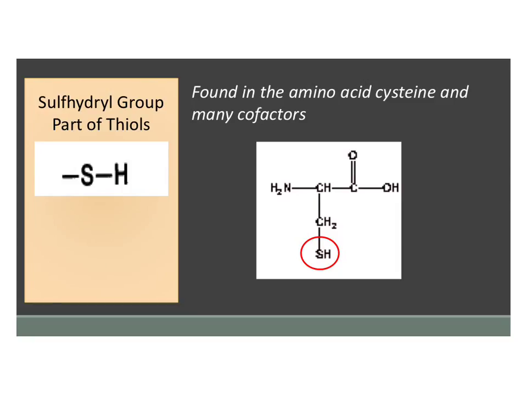Next is the sulfhydryl group. This is a component of compounds called thiols. It's found in the amino acid cysteine, which I show you here, and it's also in many cofactors that we'll talk about next week. But it is a sulfur bonded to a hydrogen. Sulfur is in the oxygen group, so it makes 2 bonds just like oxygen does. So this sulfhydryl group is kind of like a hydroxyl group, but with a sulfur instead of an oxygen.